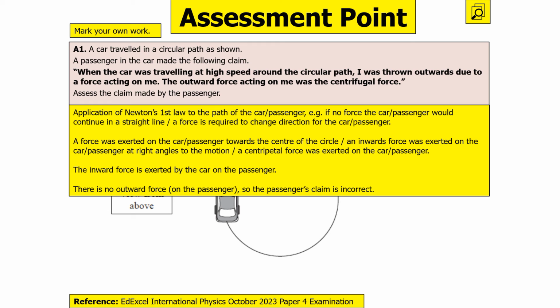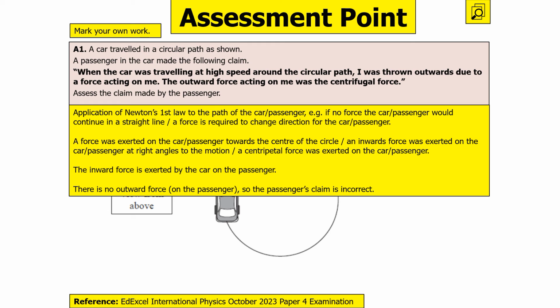This inwards force was exerted on the car at right angles to motion, so even though they were going, as you say, vertically upwards, it was acting horizontally. So therefore that is the definition of a centripetal force as well. It is a force that acts perpendicular to the motion of the object.